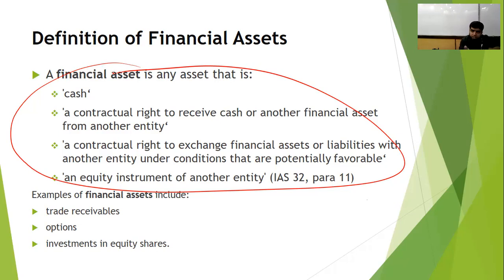It's a contractual right. A financial asset is basically a contractual agreement or right. A right to receive cash. It means you will receive an amount. You will receive some profit from that investment, or you will receive your amount of investment after 4 years or 5 years. So it's a contractual right to receive cash, a contractual right to exchange financial assets or liabilities, or an equity instrument of another entity. It means you have purchased ordinary shares of another company. Examples of financial assets are trade receivables, options, investment in equity shares. And options are not part of your FR exams, so we'll not be discussing this one. Investment in equity shares means you have purchased ordinary shares of another company.